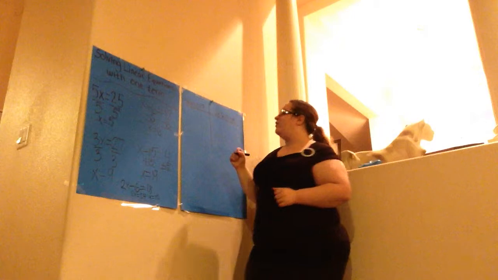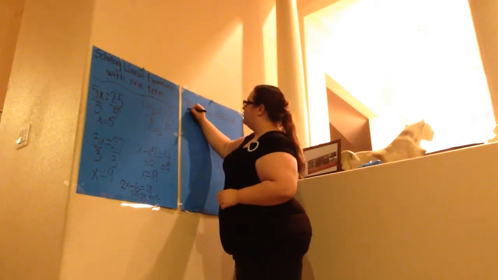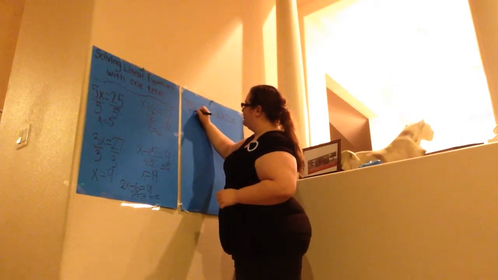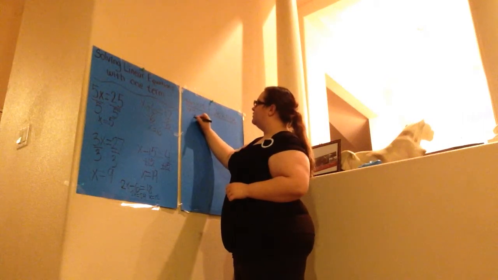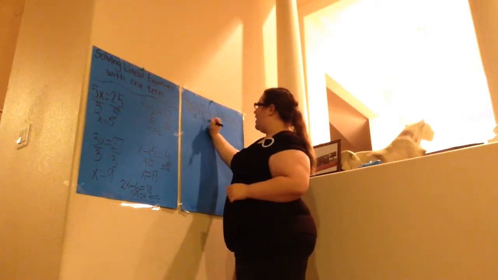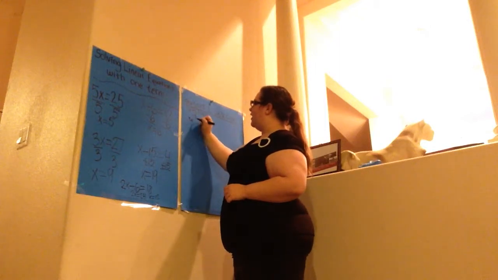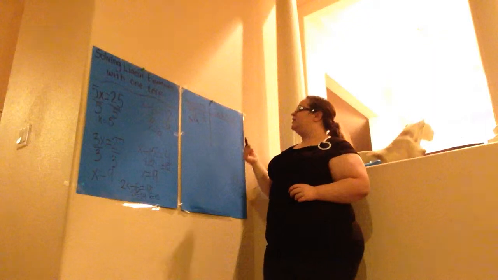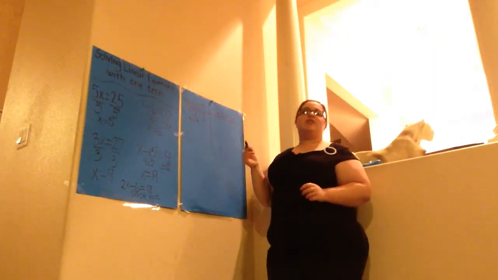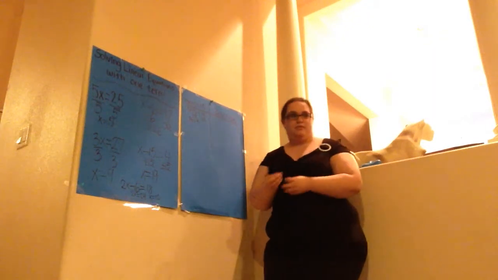3. 3, very good. So we are going to subtract 3 on both sides. And what's 12 minus 3? 9. Very good. So in this step, we subtracted 3 on both sides. So how would we word that?